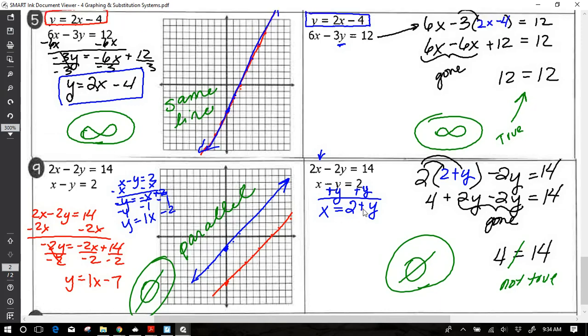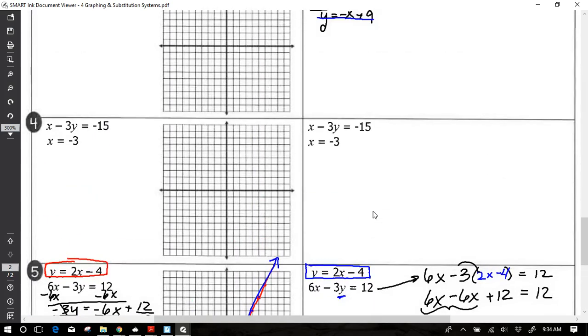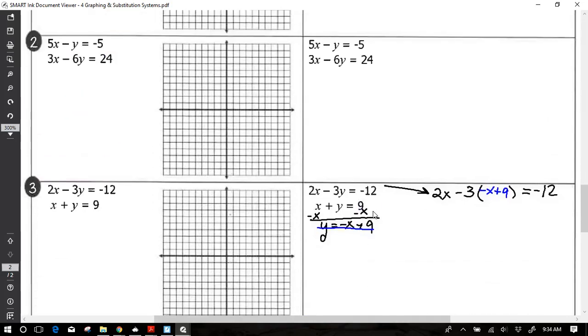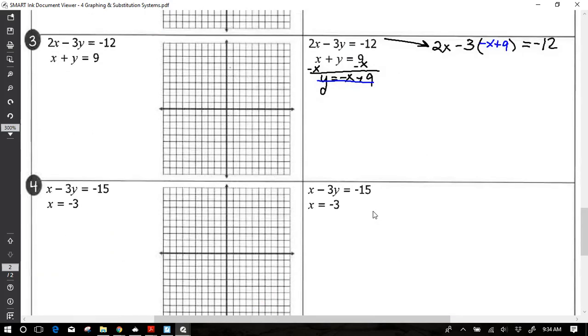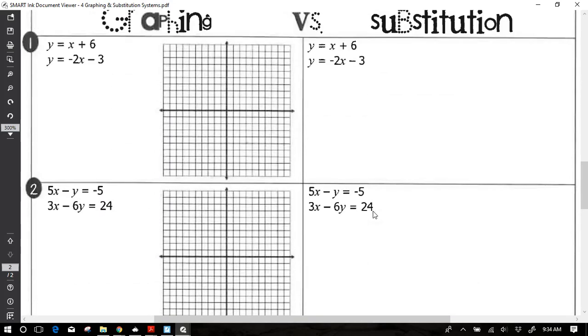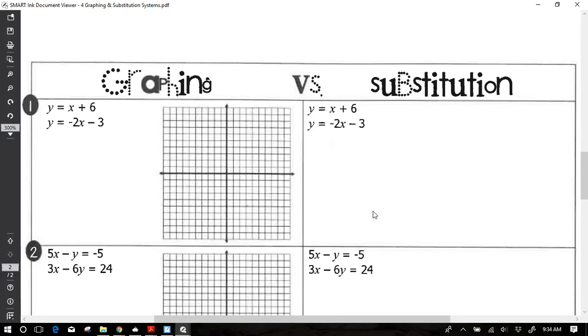So you will be responsible for completing numbers 1, 2, 3, and 4 on your own or with a partner. You do need to do both the graphing method and the substitution method. But that's not all that you're responsible for. There is also a practice assignment posted for you on Google Classroom. So please make sure that you get all of these done.